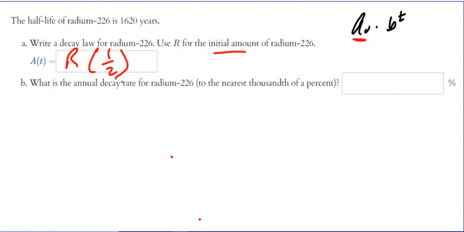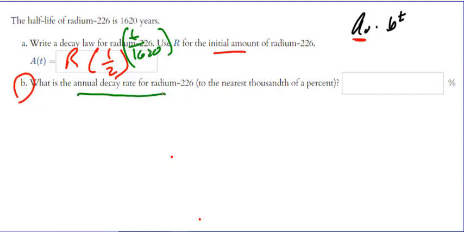but not necessarily, it could be equivalent to this, and that's what part B is going to be showing you. But if you're talking about half-life, you put 1/2. Now, how long does it take before it does its half-life? Well, that's T over 1620. So you have R times 1/2 raised to the T over 1620. So that's the initial equation.